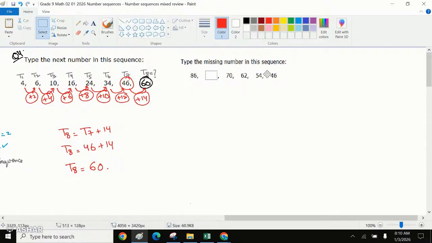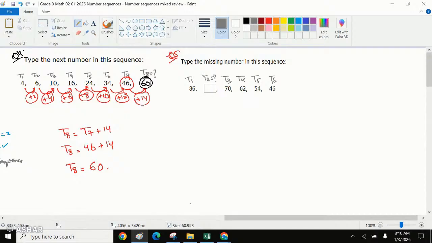Okay. Question number 5 says, type the missing number in the sequence, okay? So what we can see is the first number in the sequence is the largest number. This is term number 1. We need to find term number 2. This is term number 3, term number 4, term number 5, and this was the last term for the given sequence.